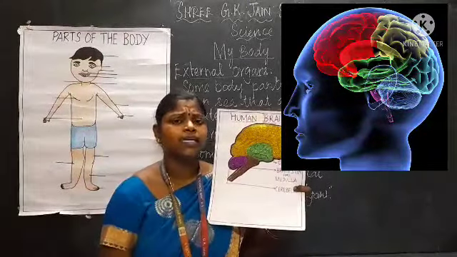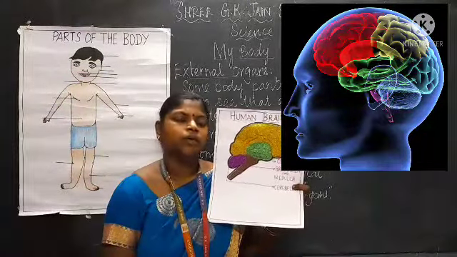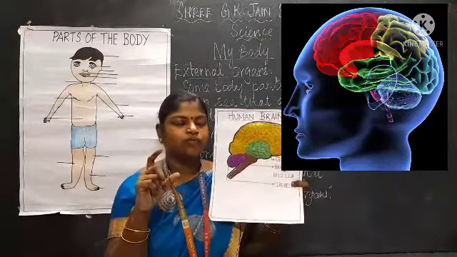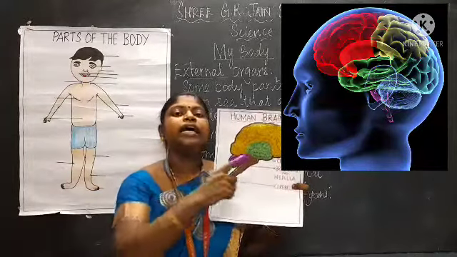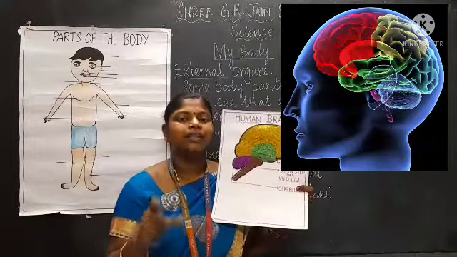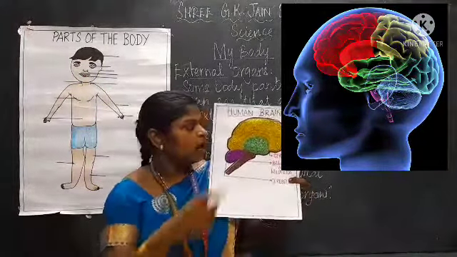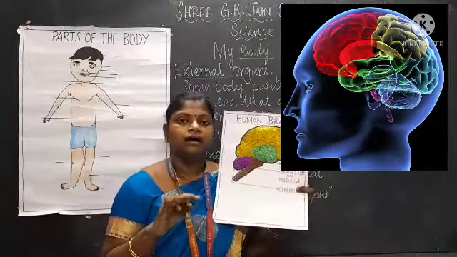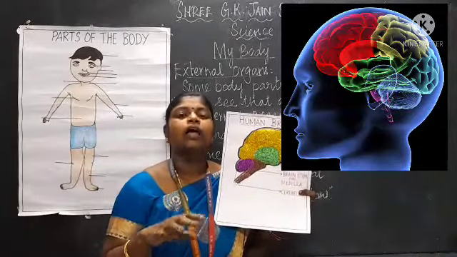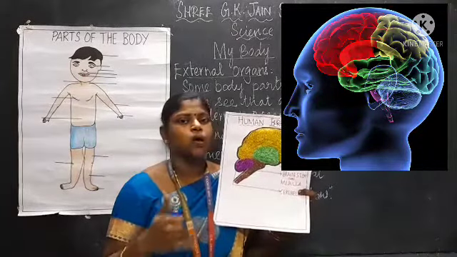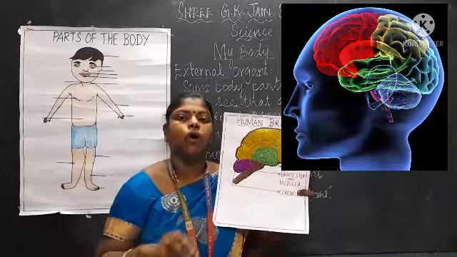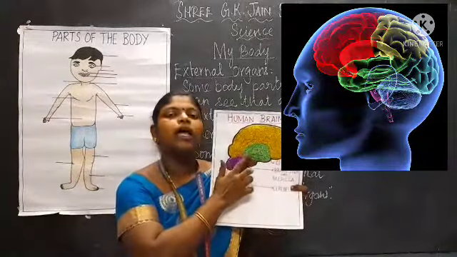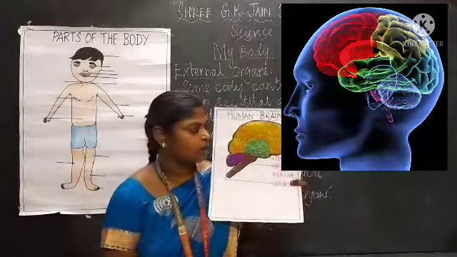The brain is also called the central nervous system of our body. The brain is the commanding center of our body because it gives commands to the other parts of our body. For example, for thinking, reading, writing, learning, questioning, reasoning, consciousness, breathing, right? For all the activities we need the brain. This is the most important organ of our body.